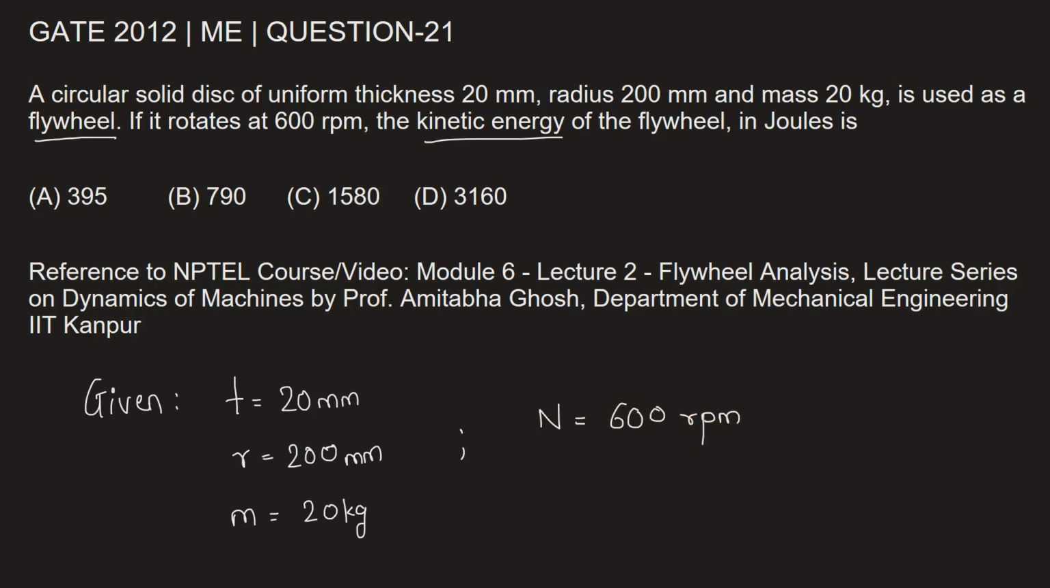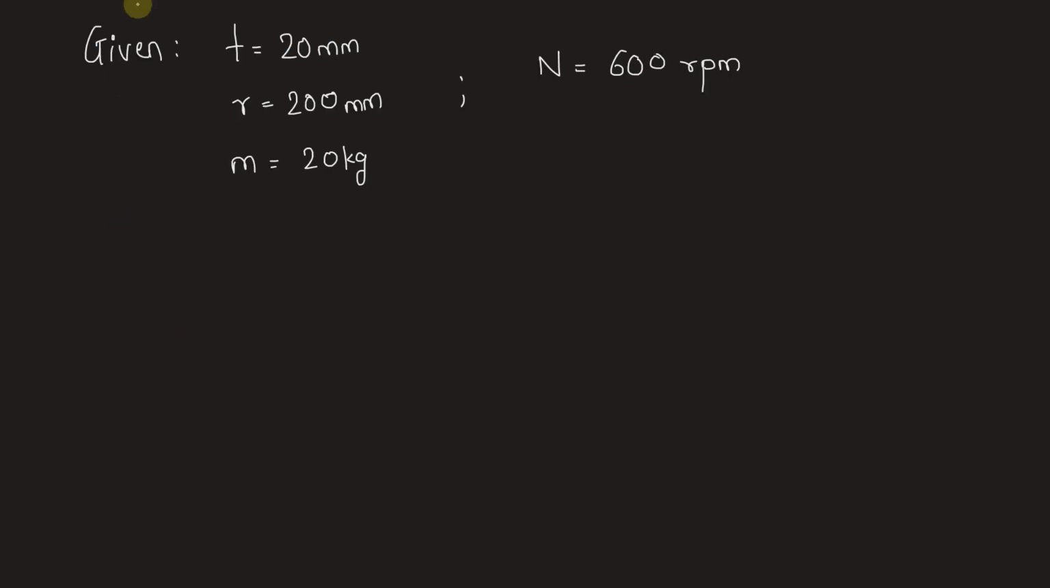Let's see how kinetic energy will be found out. As the flywheel is in pure rotation, we can write kinetic energy of flywheel is equal to half into mass moment of inertia I into its angular velocity squared. Now our job is to find out the mass moment of inertia and the angular velocity. Mass moment of inertia I will be given as m r squared by 2, which is the mass moment of inertia of a disk. You need to remember this. It's a standard result.